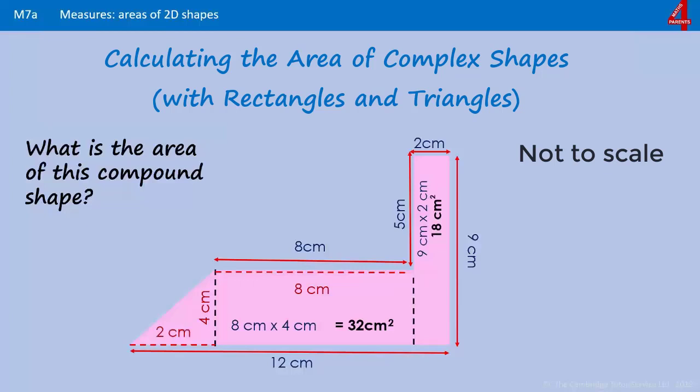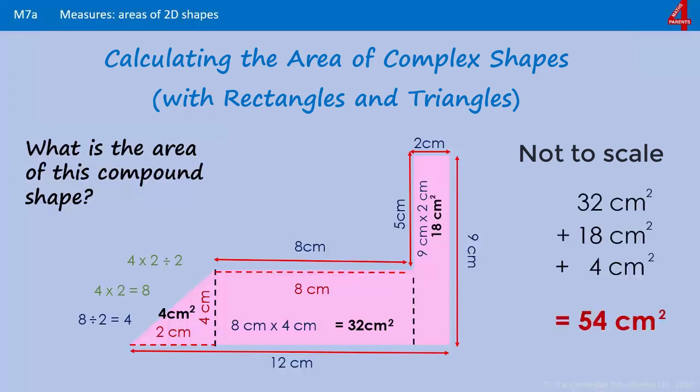The area of the triangle is base times height divided by 2. 4 times 2 is 8. 8 divided by 2 is 4. So that's 4 centimetres squared. Add those areas together. 32, add 18, add 4. The area of the whole shape is 54 centimetres squared.